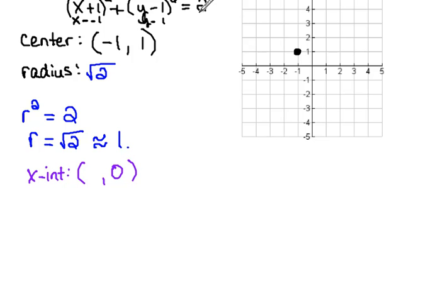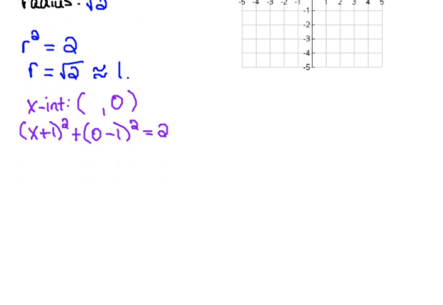Now I'm going to start back from the standard form, so I'm going to write this as (x plus 1) squared plus, instead of y we're using 0, minus 1 squared equals 2. We are literally replacing the y with 0 and solving for x. So that would be (x plus 1) squared, and then plus 0 minus 1 would be negative 1 squared is 1, equals 2. So then moving our 1 to the other side, subtracting 1 from both sides, we get x plus 1 squared equals 1.